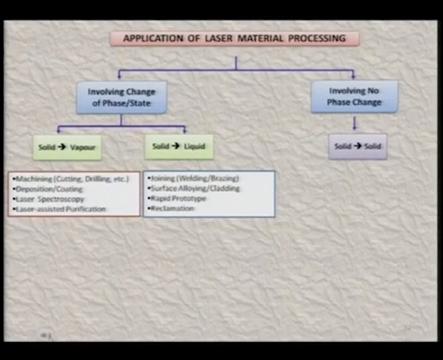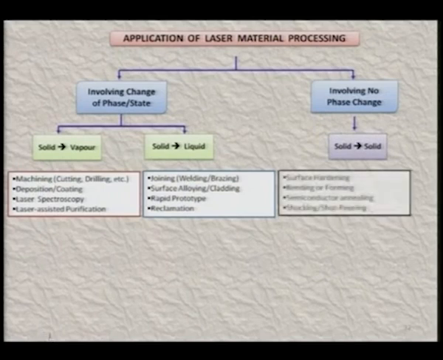Now, solid to solid phase, that is processing of the material from solid where finally, after processing, it also remains solid. It includes surface hardening, bending or forming, semiconductor annealing, shock peening, shot peening. So, these are some of the applications where material is being processed using the laser beam.